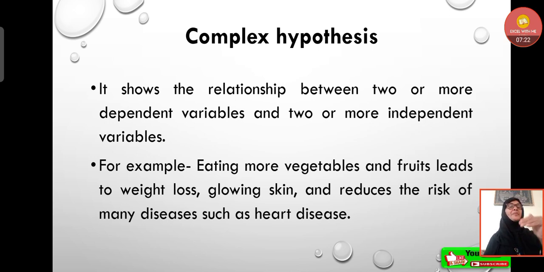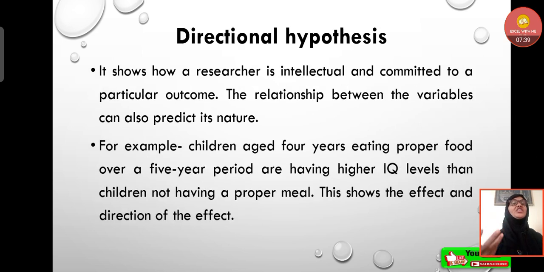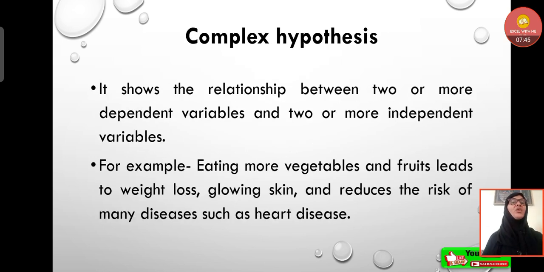For example, same thing if we take and add upon, eating more vegetables and fruits leads to weight loss, glowing skin, and reduces the risk of many diseases such as heart diseases. So here we have taken eating vegetables and fruits as the independent variables, and what are the dependent variables here? Weight loss, glowing skin, and reduces the risk of many diseases such as heart diseases. So we are taking here dependent and independent variables.